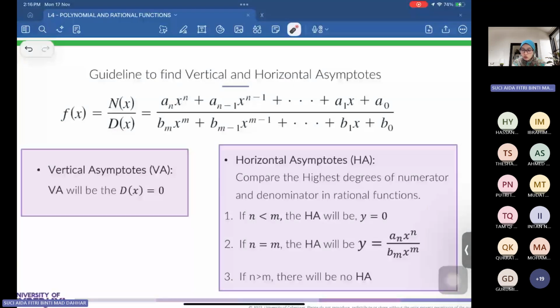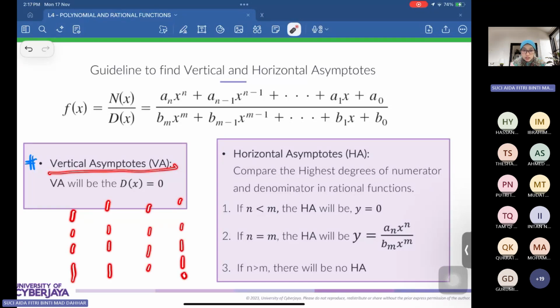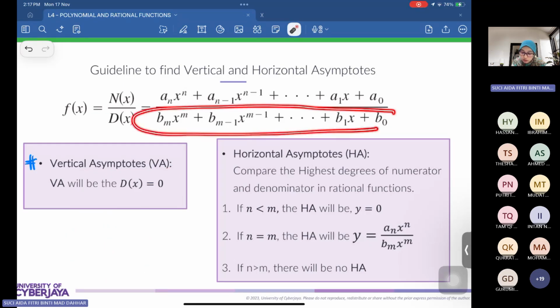So this is the rule or the guideline to find vertical and horizontal asymptotes. Vertical asymptotes are the easiest. To find vertical asymptotes, you just need to focus on the denominator. Here N is the numerator function on the top, D is the denominator function. Focus on the denominator. In order to get vertical asymptotes, which are vertical straight lines, you take your denominator function and make it equal to 0. That's how you get your vertical asymptote.